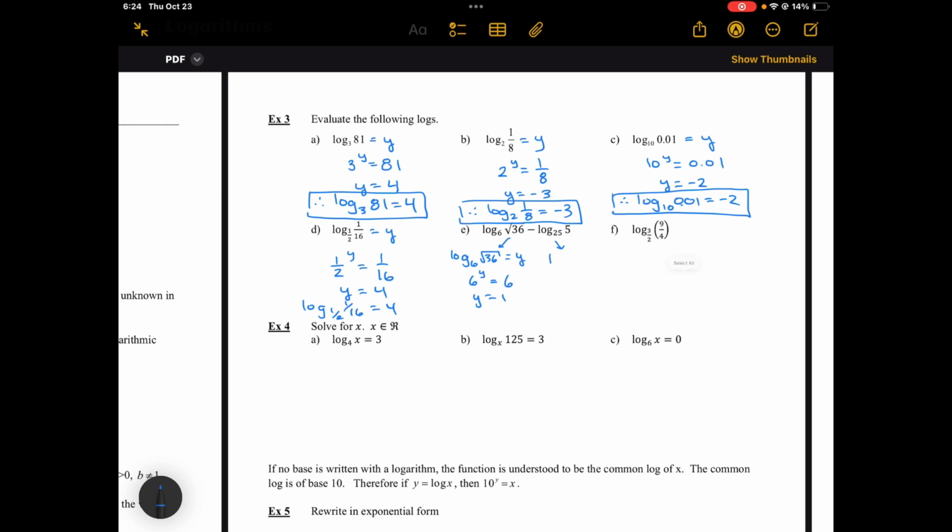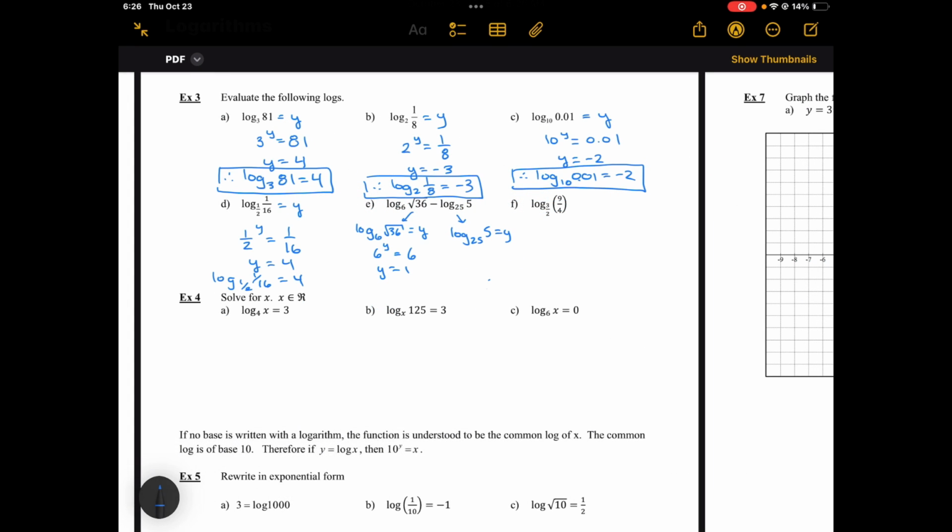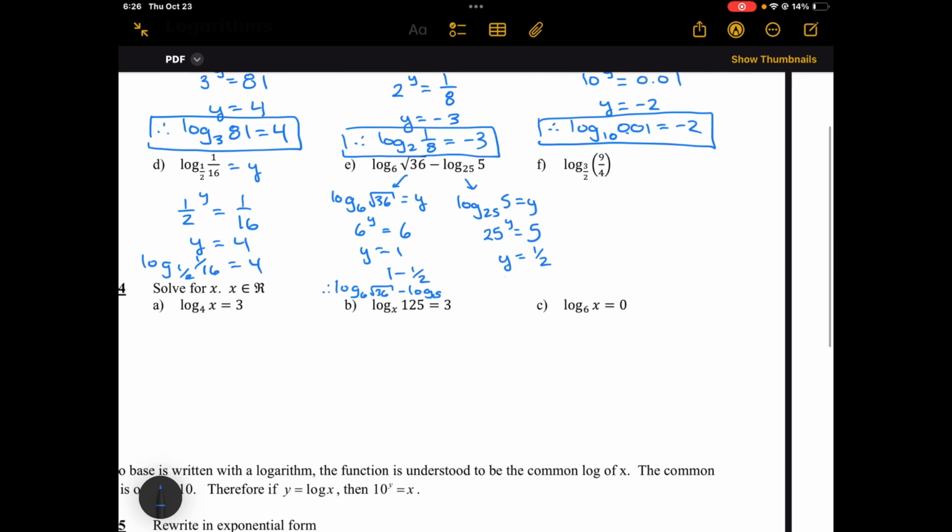On the right-hand side of my expression, I've got log 25 of 5 is equal to y. So here I'm going to change it into exponential form. 25 to the y is equal to 5. And here y would be equal to 1/2, which means my overall expression would be 1 take away 1/2. And so my log 6 root 36 minus log 25 of 5 would be equal to 1/2.